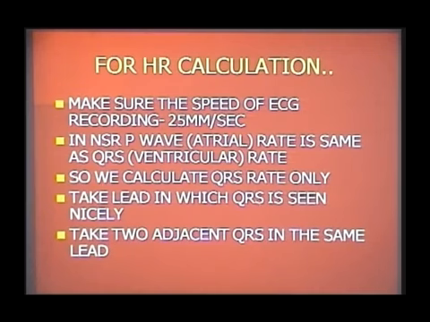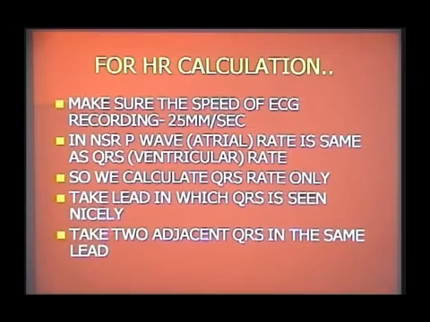Take a lead in which the QRS is seen nicely. Don't take a lead in which you have to see the QRS with binoculars or a lens or a microscope. In the 12 leads, the QRS may be tall, upright, or negative, it doesn't matter, but it should be nicely seen. So you have to select a lead in which the QRS is seen nicely.